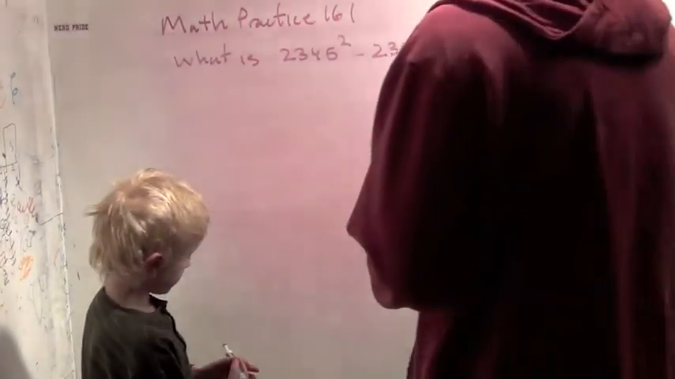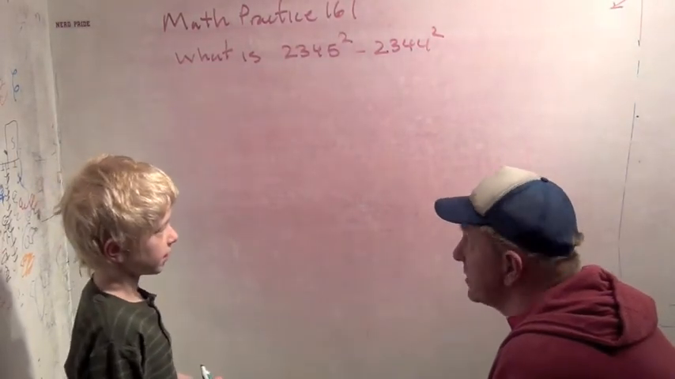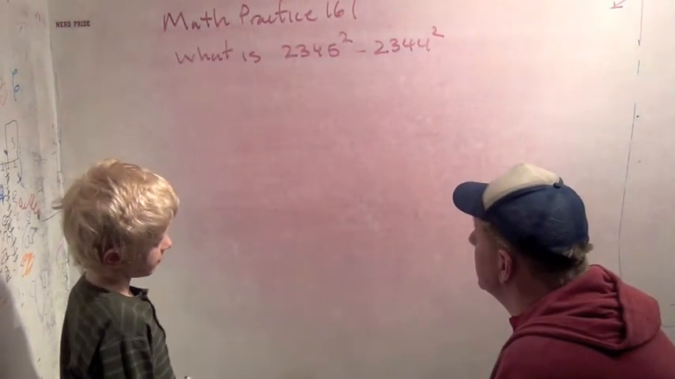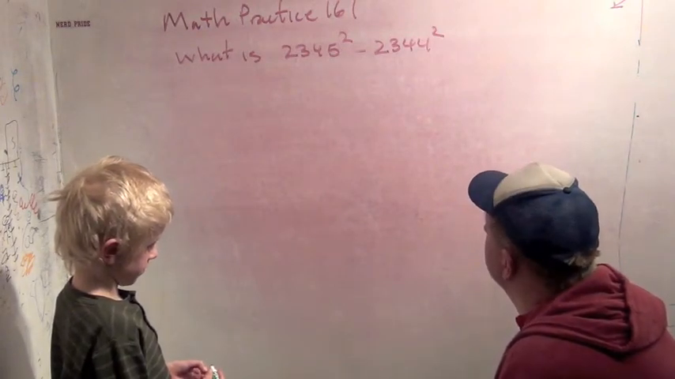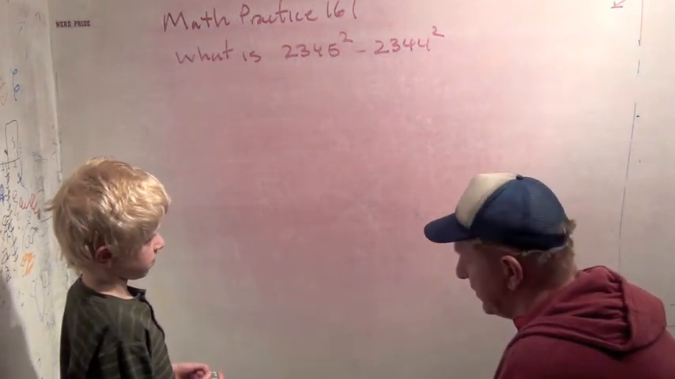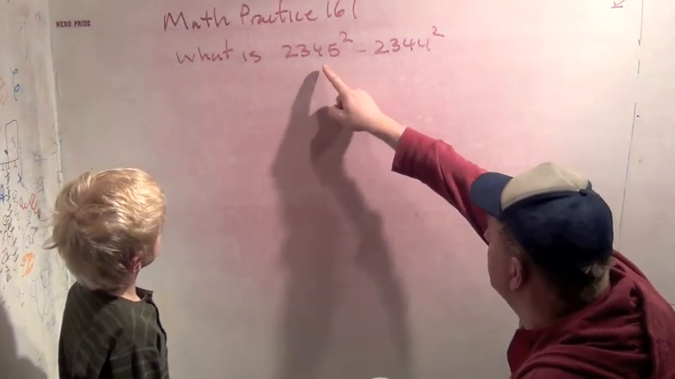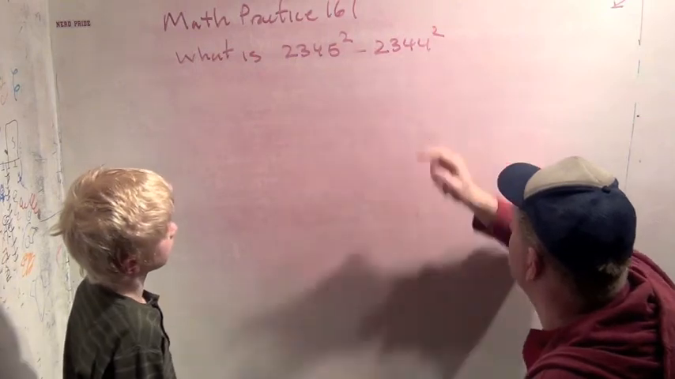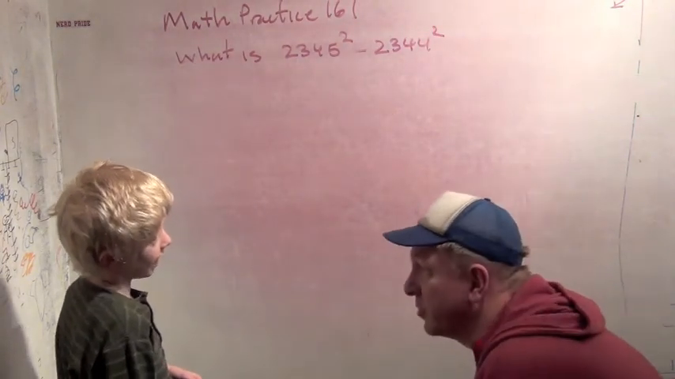MathPractice number 161. We're still having a little bit of trouble with this challenge problem from Beast Academy, right? This is a really challenging problem, so it's okay to be struggling with it. We want to see if we can get it figured out. The question is, we've been studying squares, and we got 2345 squared minus 2344 squared. Whoa.